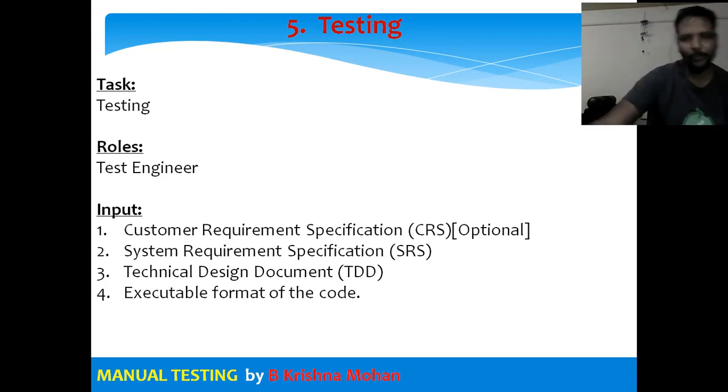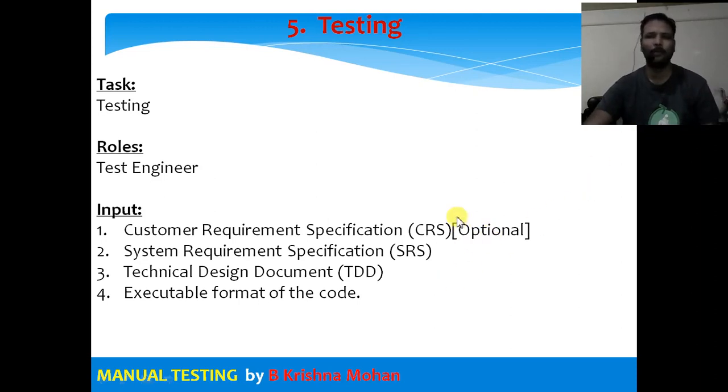Everything is the same. This is optional. In some companies they will give it, and some companies they will not give it. But SRS is compulsory, and the design documents are also required for our testing. It is not necessary; these are also optional, but SRS has to be there. If the design documents are not given, requirements and SRS have to be given. If at all we have any doubt in the SRS, we can refer at least to the business requirement specification or CRS.